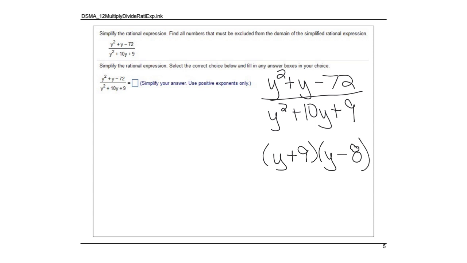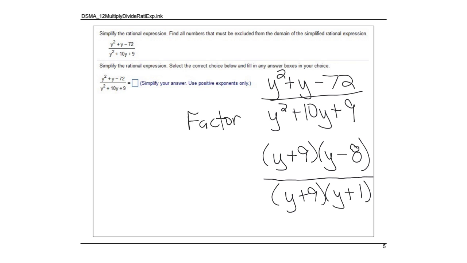Let's make sure that's right. 9 times negative 8 would give me negative 72. And then 9 plus negative 8 would give me 1 in the middle. All right, so that works. And then on the bottom, I need factors of 9 that would sum to 10. So that's going to be y plus 9 and y plus 1, because 9 times 1 gives me 9. 9 plus 1 gives me the 10 in the middle. So it's the same factoring we've been doing. Okay, now so I factored first.